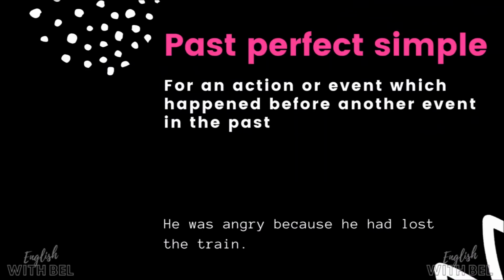Now, what about the past perfect simple? We use it to talk about an action or event which happened before another event in the past. For example, he was angry because he had lost the train. When we use it together with the past simple, we use the past perfect for the action that happened first. In this case, the action which happened first is losing the train.